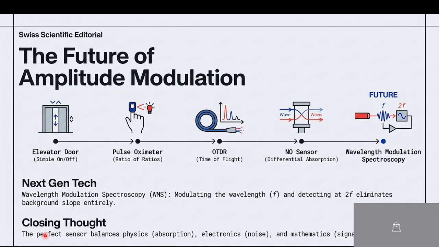The second thing is a closing thought: the perfect sensor balances physics, electronics, and mathematics. Physics means absorption, electronics means noise, and mathematics means signal processing.